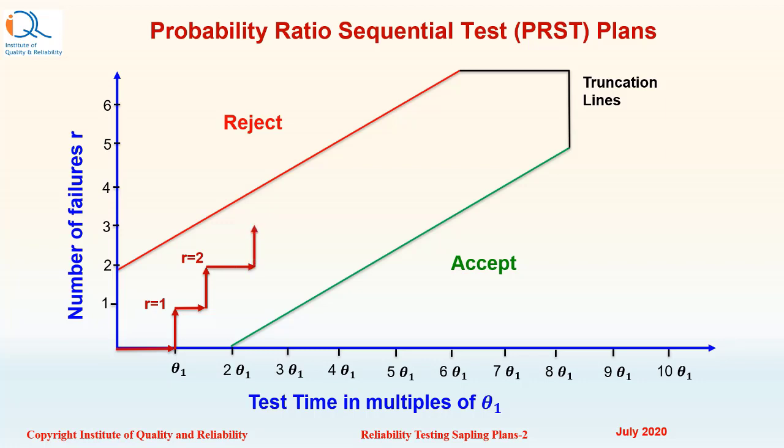At about 2.5 theta 1, the third failure occurs. The fourth failure occurs at about 3 theta 1 and the fifth failure occurs at about 3.5 theta 1, and at that point it crosses the red line, and therefore we must reject the equipment and we must conclude that it does not meet our specified reliability and MTBF requirements.